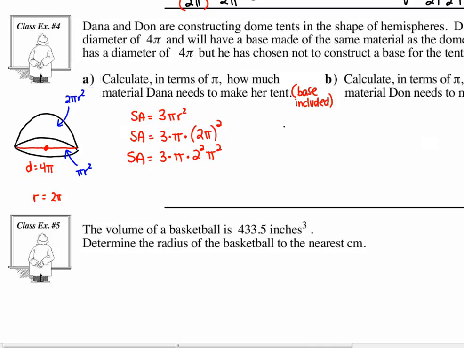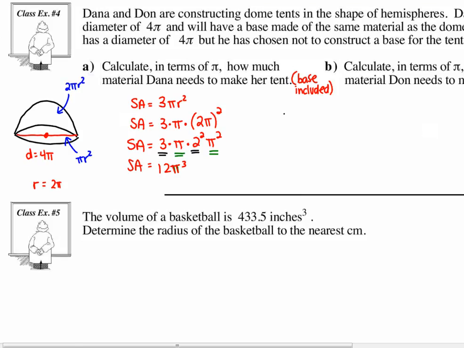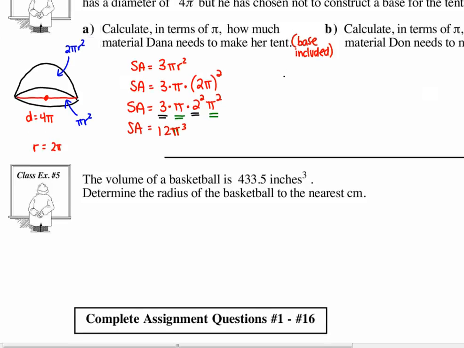What is 2 squared? 4. So what can I multiply the 4 with? 3. What's that equal? 12. So that'd be 12. Because 3 times 2 squared, or 3 times 4, is 12. Okay, pi times pi squared. Pi cubed. Oops, that's not right. Pi to the power of 3. See, in high school math, we want to leave things as exact values. We don't actually want to type it into our calculator often.